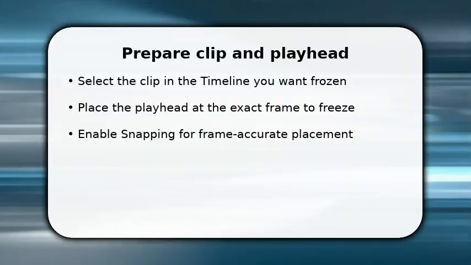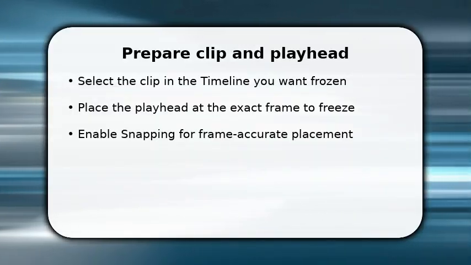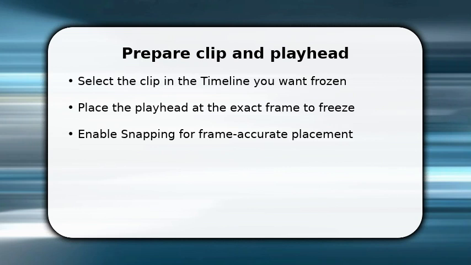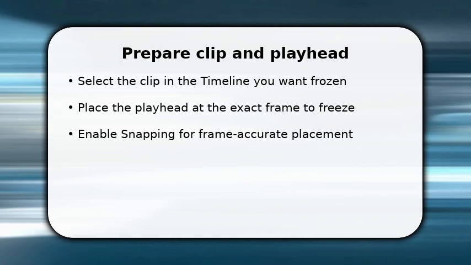You're starting with a clip selected and the playhead on the frame you want to freeze. First, zoom the timeline so you can see frame boundaries. This gives precision. Once the playhead is locked to the frame, make sure snapping is on to avoid half-frame errors. You now have the exact frame chosen.